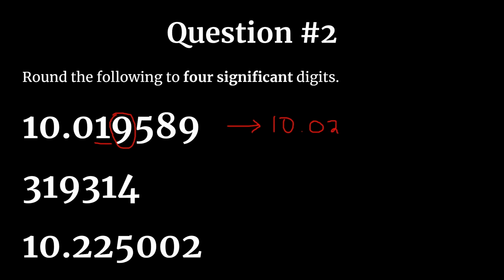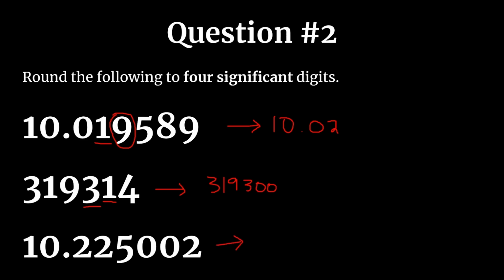In the next example, this is our 4th significant digit, but the digit we intend to discard is less than 5, and so we round this to 319,300.